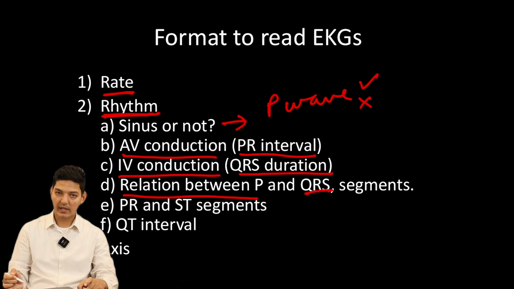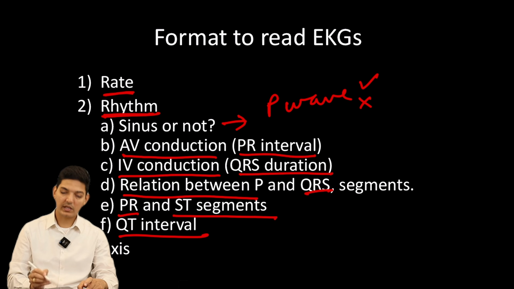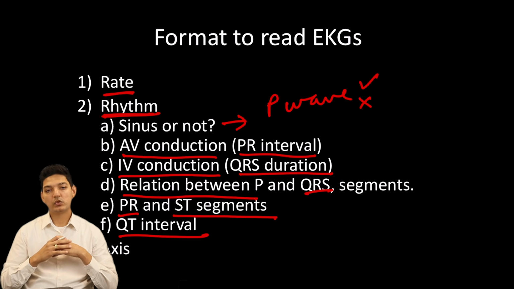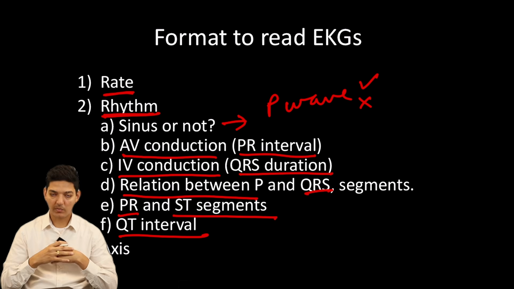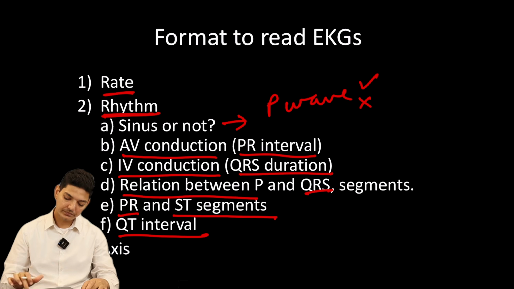Then you see different kinds of segments: PR segment, ST segment, whether there is elevation of the ST segment, depression, stuff like that. And then you see the QT interval, if it's prolonged or not. And the last step is to go to the axis. If you see left axis deviation or right axis deviation, it can give you hints for left anterior fascicular block, left ventricular hypertrophy, right ventricular hypertrophy, and stuff like that.